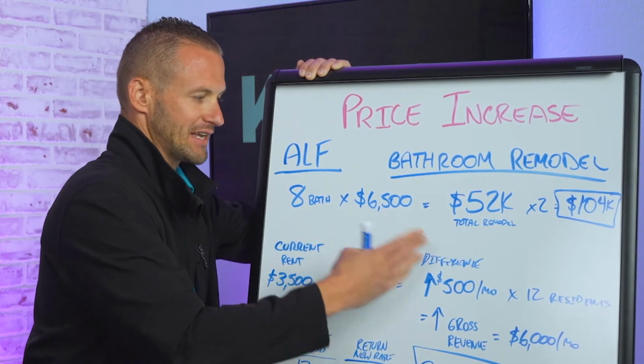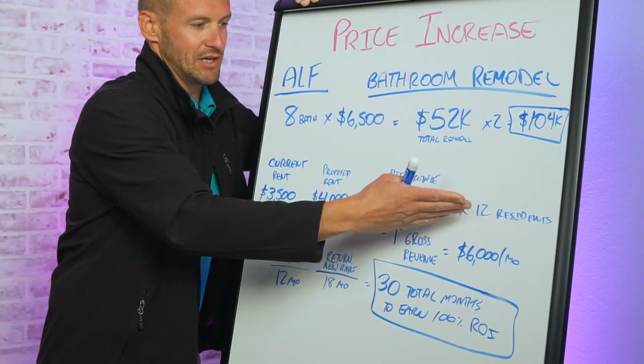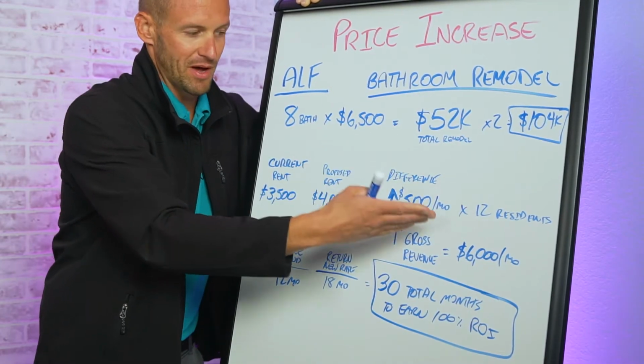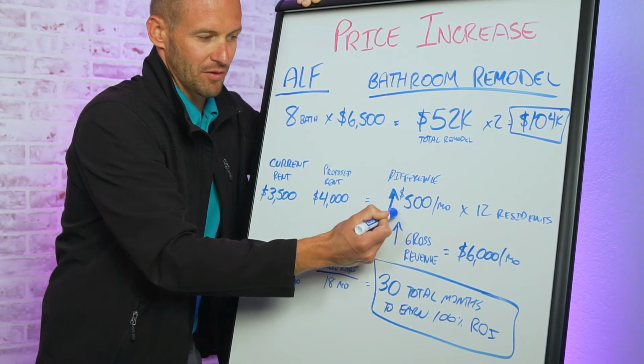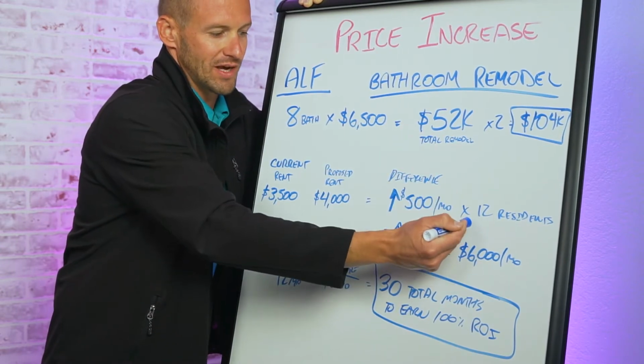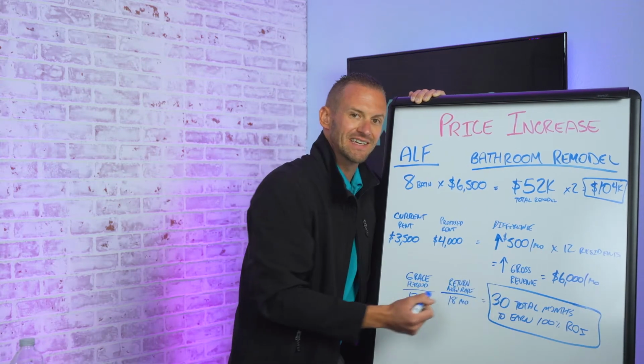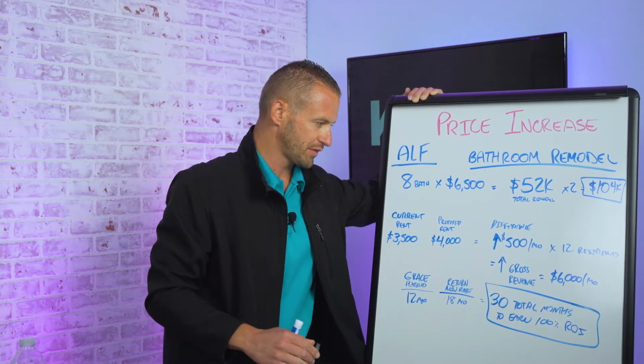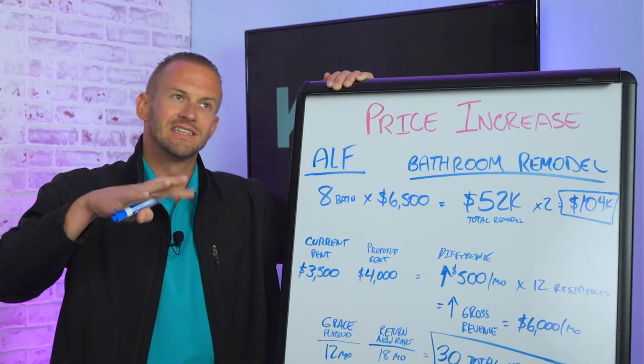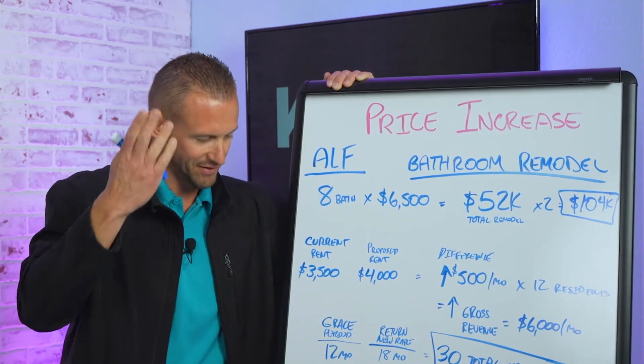If so, let's take into account that maybe I have 12 residents at my facility, or 12 bedrooms. A $500 per month increase over 12 residents would be a total gross increase in revenue of $6,000 per month. I want to say that's about $72,000 per year, I think, if I did my math right.